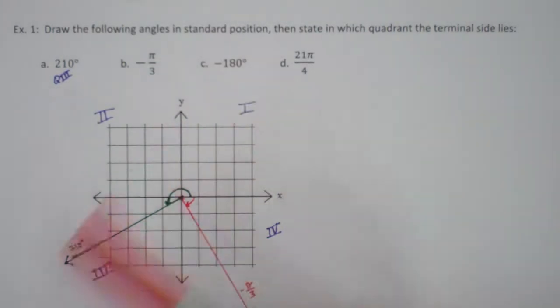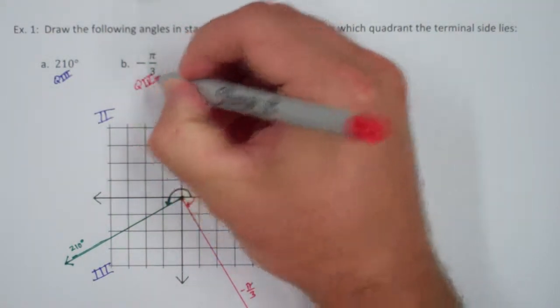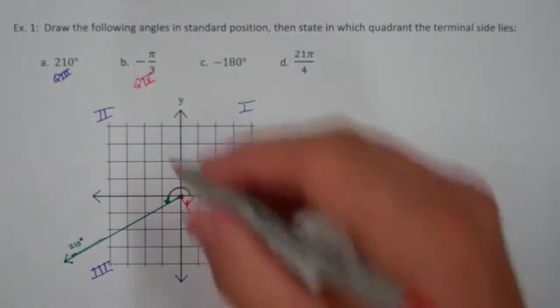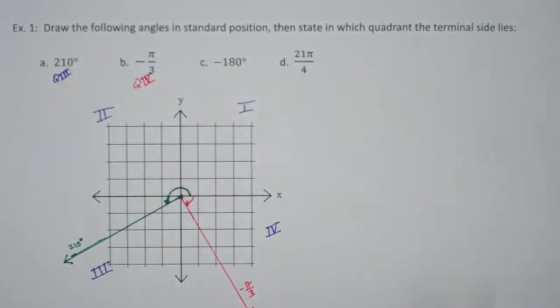For the next one, we've got, oops, almost made a mistake there, this is in quadrant 4. Got a little ahead of myself, so I'll just go back and read the directions and make sure that you've answered the question fully, or else you'll get some points marked off, which is not good for anybody.